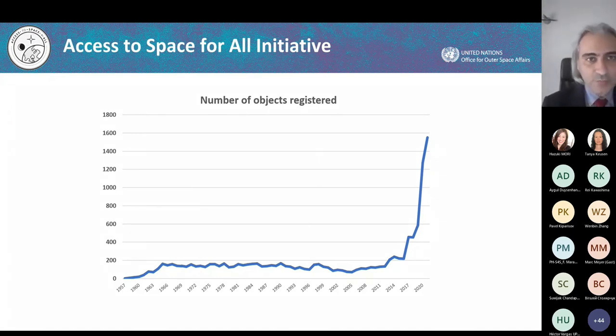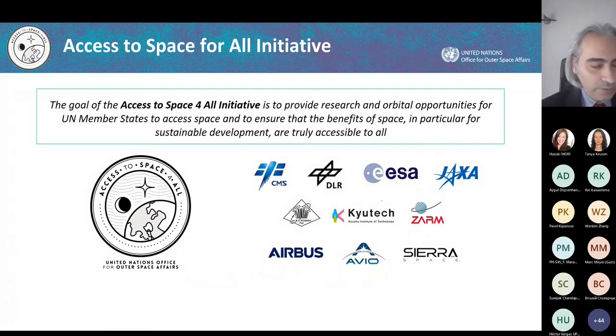Having an initiative such as Access to Space for All that also facilitates institutions in member states to put satellites in orbit. The way Access to Space for All works, for those of you that don't know the initiative, is we provide access to research infrastructure and facilities that would be difficult for countries or institutions in countries to access otherwise. The initiative is supported by a number of partners that is actually growing, and we are very proud of that. We have space agencies as partners, we have research institutions, and we also have private companies supporting us in the initiative.